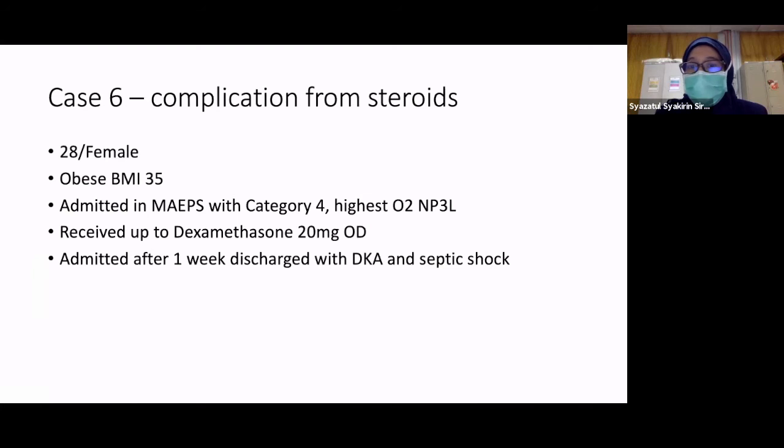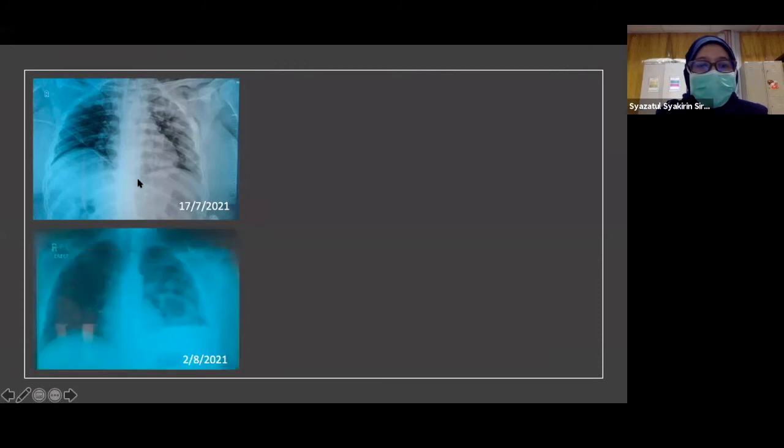Last would be another case complicated from the steroids: 28, female, obese, admitted with category 4, highest oxygen only nasal prong 3 liters, but she received up to dexamethasone 20 milligrams daily. And she was admitted 1 week after discharge with DKA and septic shock. So this is one of the readmissions to the emergency department. This is her chest X-ray on the 17th of July when she was readmitted to the emergency, intubated, mainly for DKA, but diagnosed so-called as category 5, which we revised following that.